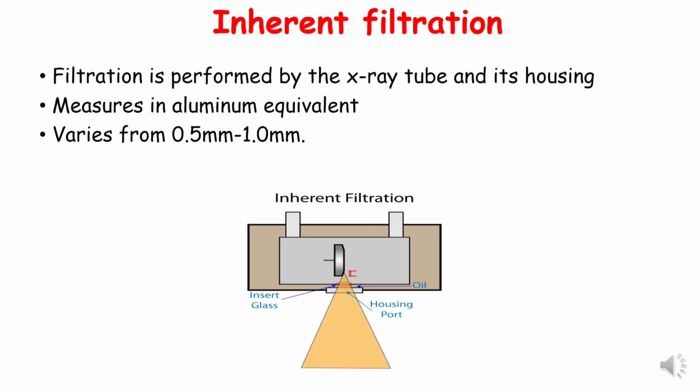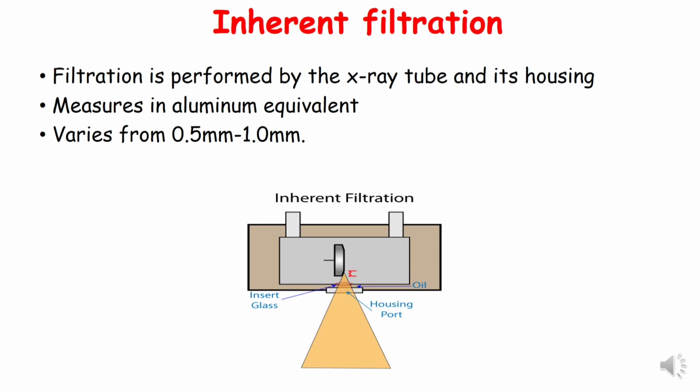Next, we will see types of filtration. First is inherent filtration. So, inherent filtration occurs as a result of absorption of X-rays as they pass through the X-ray tube and its housing. And the materials that are responsible for inherent filtration are the glass envelope enclosing the anode and cathode, the insulating oil surrounding the tube, and the tube window in the housing.